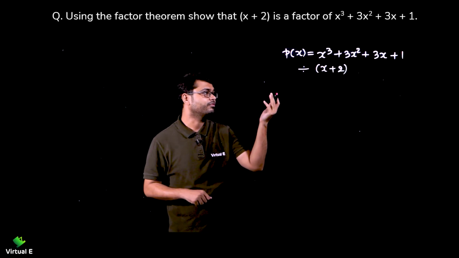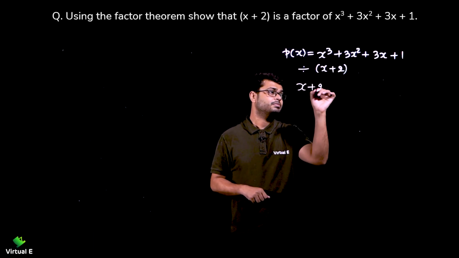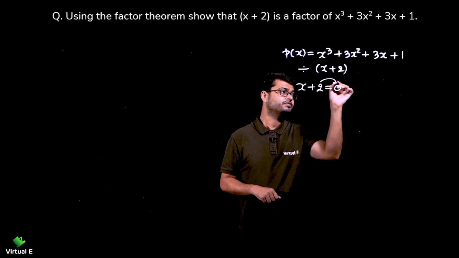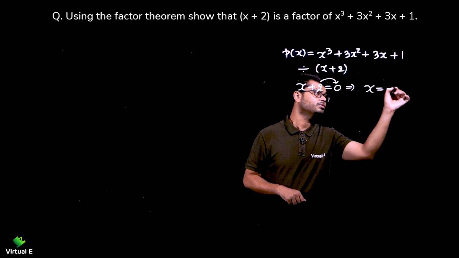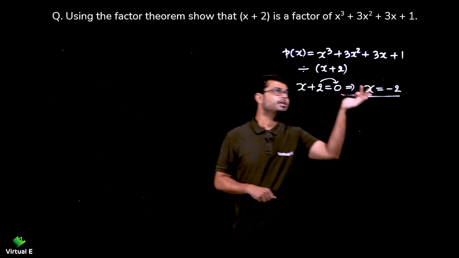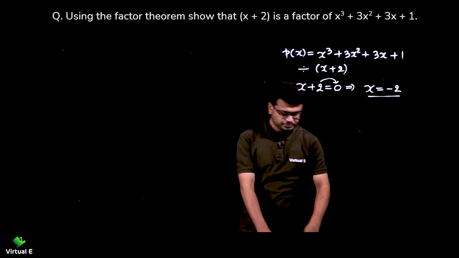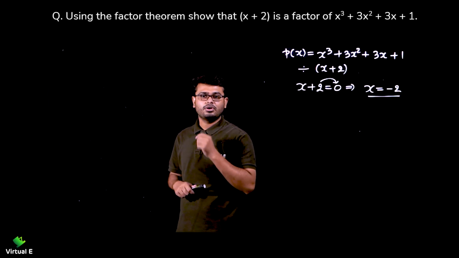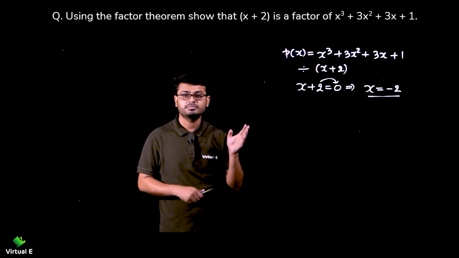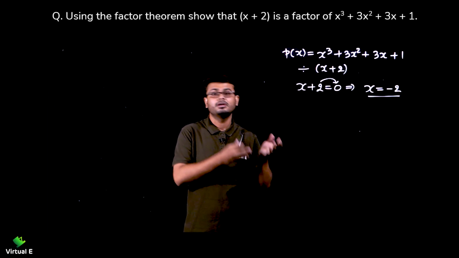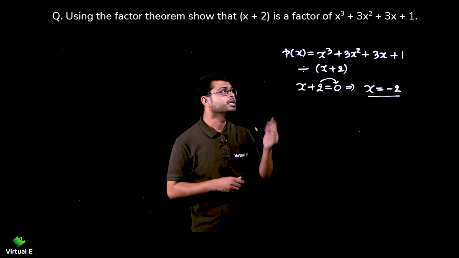Simple. Again, we are going to follow the same steps. First of all, we will take x plus 2 equal to 0. Shift 2 over here, so we get x is equal to minus 2. Now this value we are going to substitute into the polynomial and check whether we get the remainder 0 or not. If we get remainder 0, then it is divisible, or we can say it is a factor, and if not, then we say that it is not a factor of this polynomial.